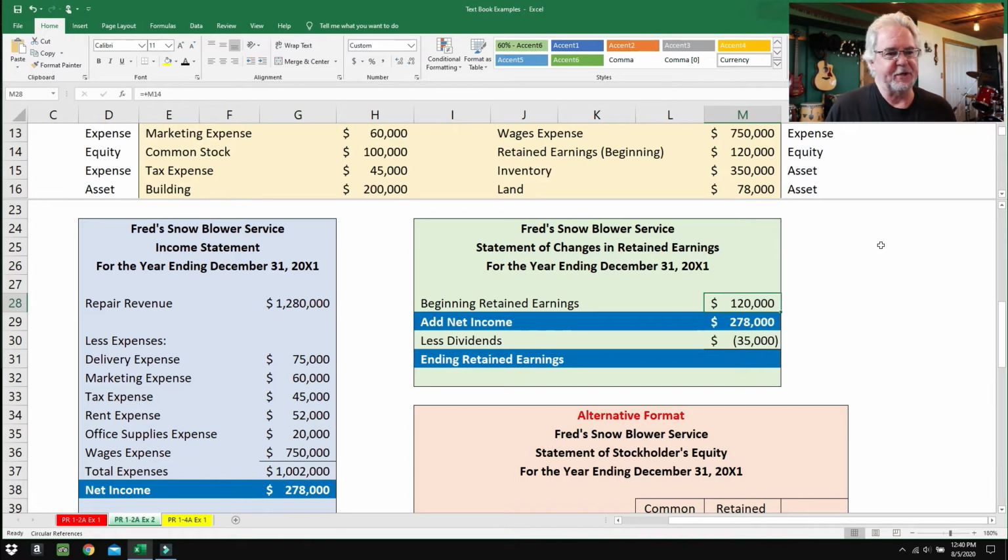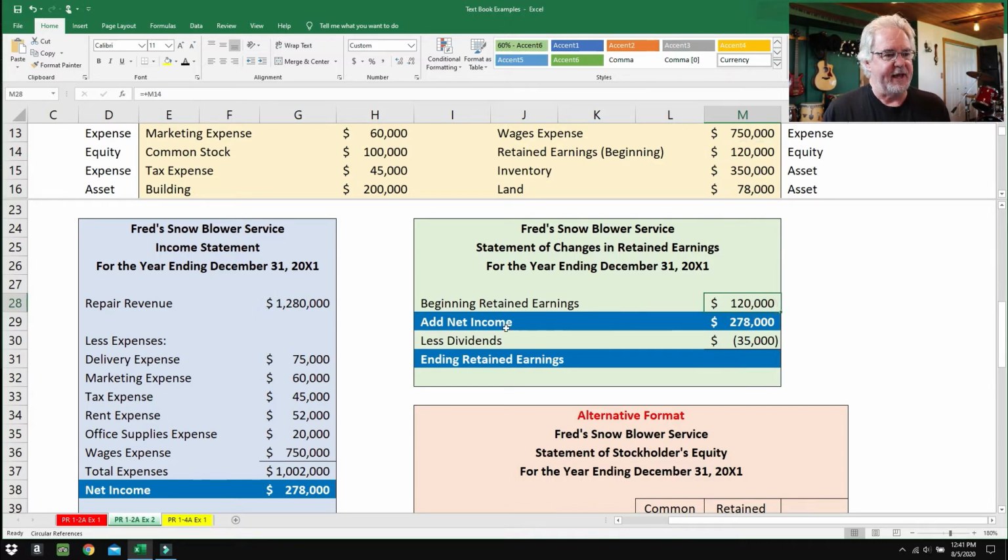So ladies and gentlemen, we're coming over here to the statement of changes in retained earnings. It's a very simple statement, easy to do. It's always the same. It's really super easy. So here's what we do. Beginning retained earnings. Retained earnings is the amount of money that Fred is retaining in the business. It's the profits that he's retaining in the business to help grow that business. So beginning retained earnings, get it off the chart here, 120 grand.